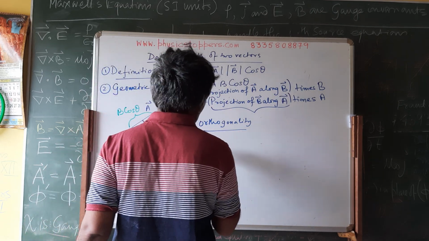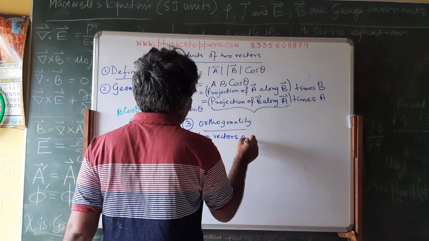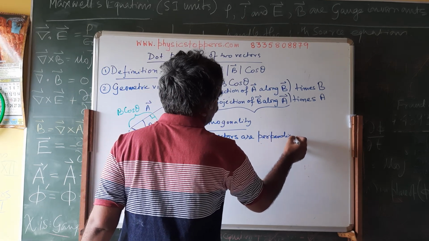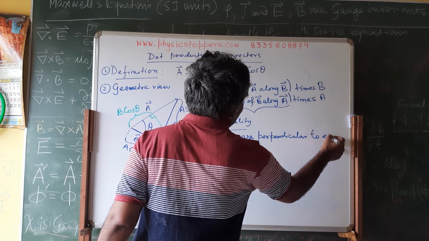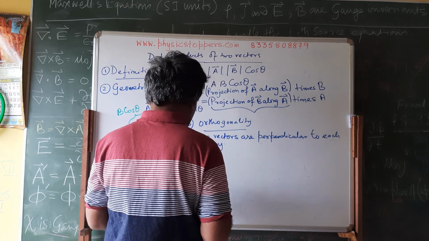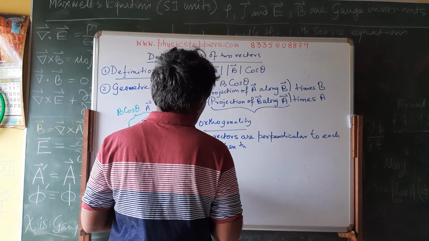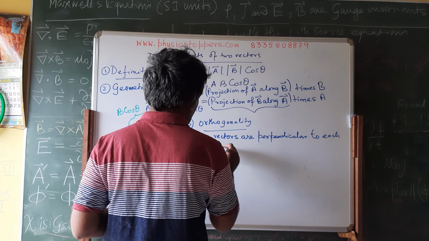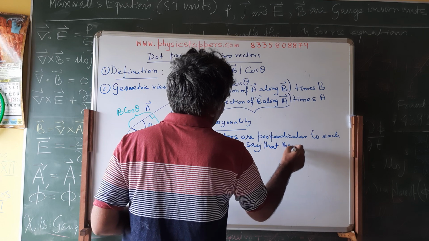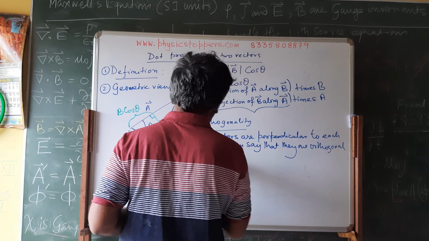Okay. So if two vectors are perpendicular to each other, then we can say that they are orthogonal to each other.